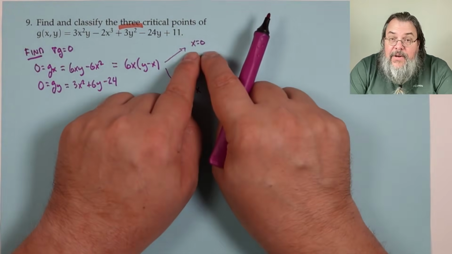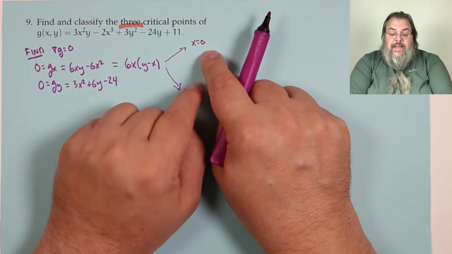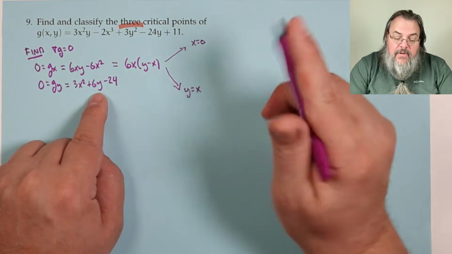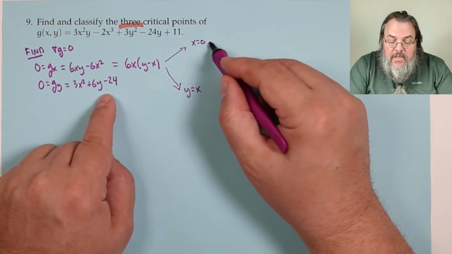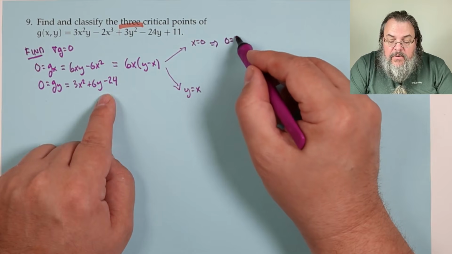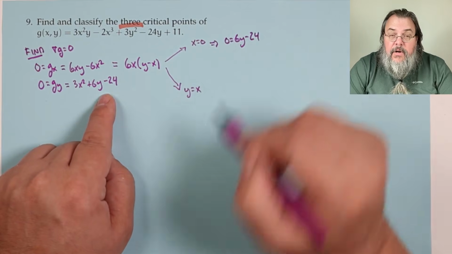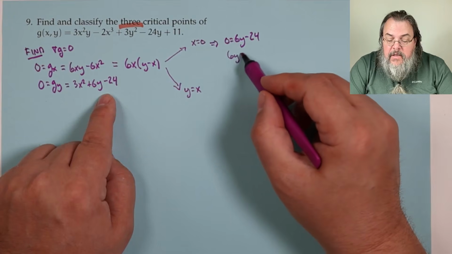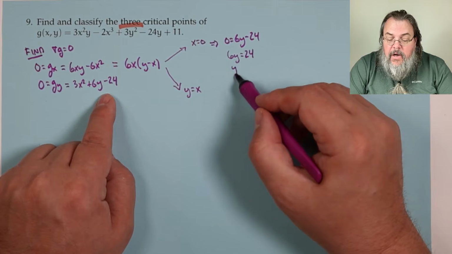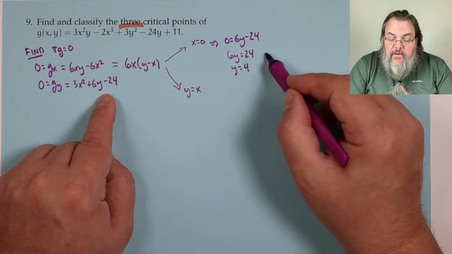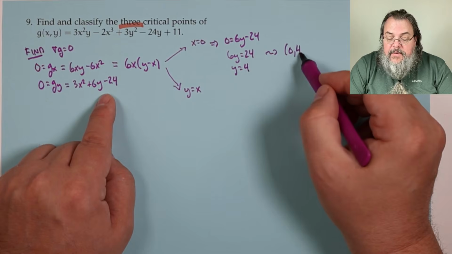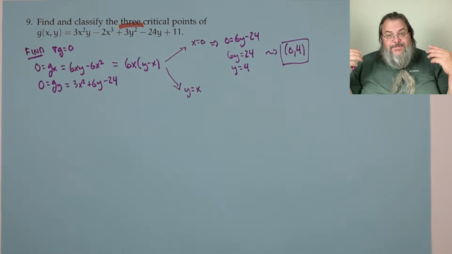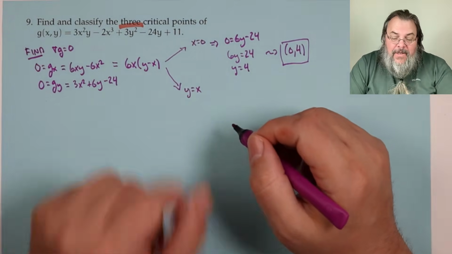Let's suppose we go down the path that says x equals 0. We haven't come to the other equation yet, but now that we know x equals 0, the second equation tells us that 0 has to equal 6y minus 24. If we move the 24 across, 6y equals 24, or y equals 4. So this leads us to a single point, (0, 4). All right, so there's 1. We need 3, so hopefully this gives us 2.